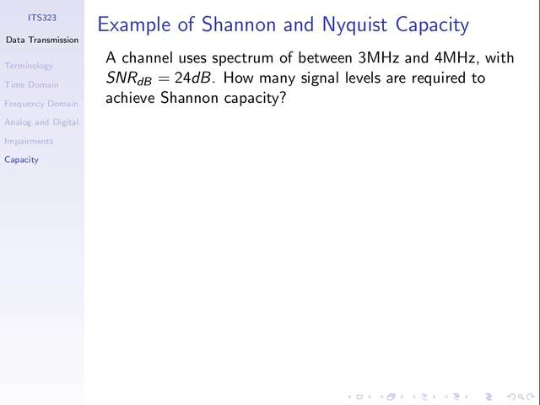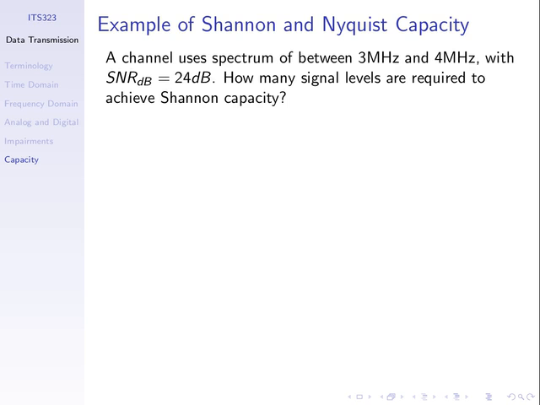To illustrate the Shannon capacity and bring these two together, let's go through an example. We have a question taken from a quiz or an exam even last year. We have a channel. It has a spectrum between 3 megahertz and 4 megahertz. And we know something about the signal to noise ratio for that channel. It's 24 dB. That is, we've got this channel, we know the characteristics of the spectrum. We've done some measurements of the SNR, signal to noise ratio, and we measure it to be 24 decibels. The question is, how many signal levels are required to achieve the channel capacity?